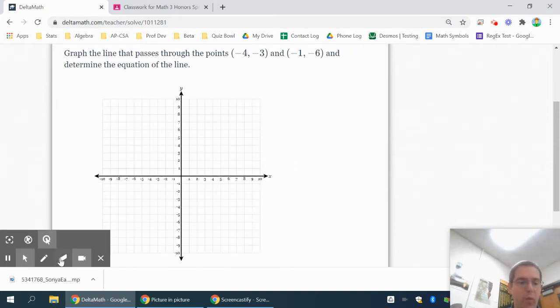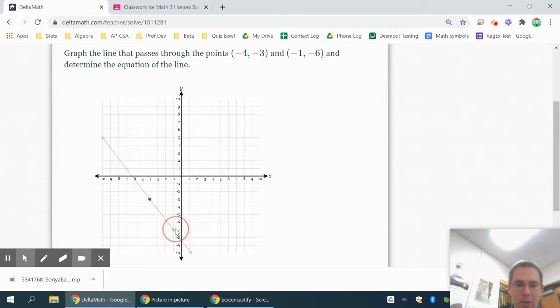So I have the point negative 4, negative 3. So just go over there on your graph to negative 4 and then down to negative 3. Remember, the first number, the x, is across. The second number, the y, is up and down. Once you graph that point, you should be able to drag and try to find another point. So negative 1, negative 6 is another point.